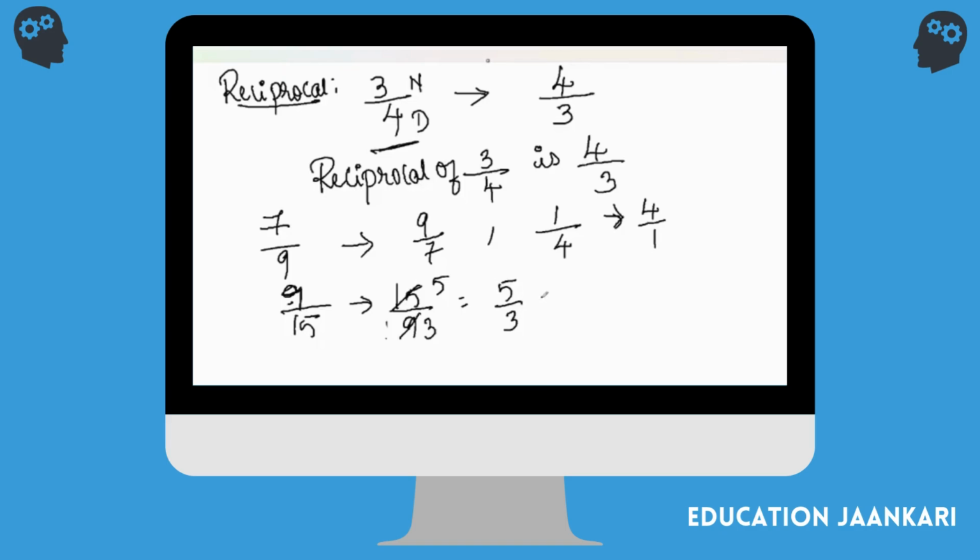Yes, ma'am. 5 by 3 needs to be converted to improper, right? As it's an improper fraction, you need to convert this to a mixed fraction. What would it be? Ma'am, 1 and 2 by 3. 1, 2 by 3. Excellent, Mohit. Very good. Impressive.